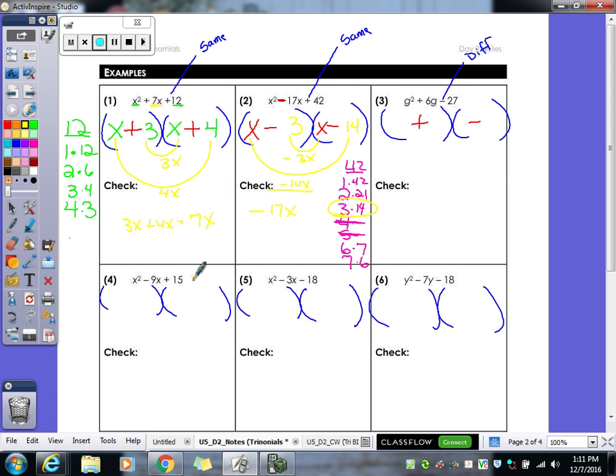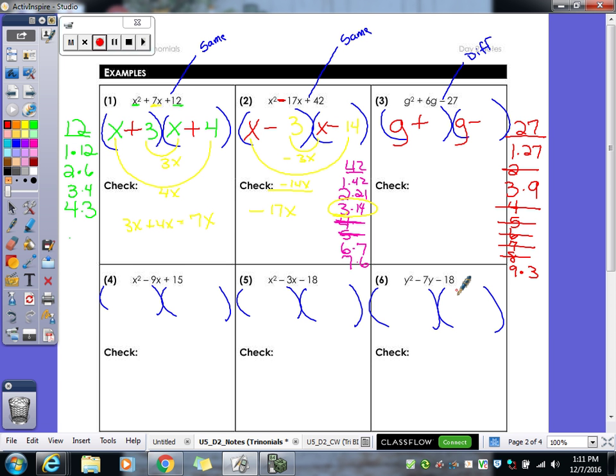All right, the next one, the signs were different. I have my signs in there. What multiplies to give me g squared is g times g. I'm going to make my factor chart over here. 1 times 27. 2 does not go into it. Does 3 go into 27? Yep, 3 times 9. Does 4 go into 27? No. Does 5 go in? Does 6? Does 7? No. Does 8? Does 9? Yep, 9 times 3. I know I repeated myself, so that's all the things that go into 27.